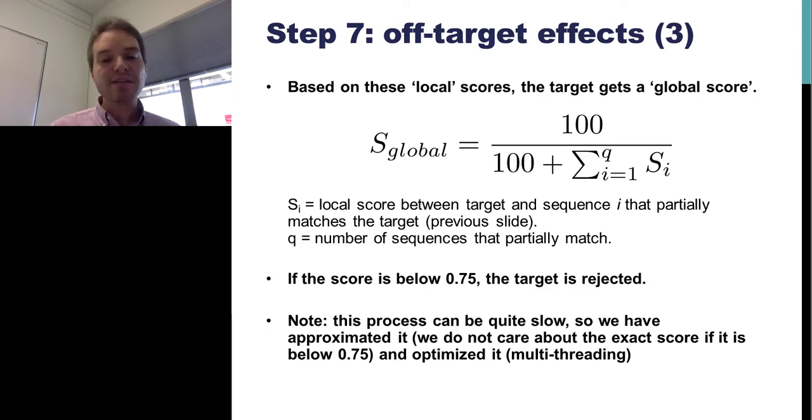That process is the most expensive part, computationally speaking, because we have to compare our candidate with all the other possible sites in the genome. And in a mammalian genome, you would have hundreds of millions of possible sites, and so that's very slow. But the way we improved it is that we don't really care about the exact score if it is going to be below 0.75, and so we have an early cutoff point. When we calculate that score, as soon as it drops below 0.75, we reject the target, and we don't try to actually calculate the exact score. And by doing that, we save quite a bit of time.